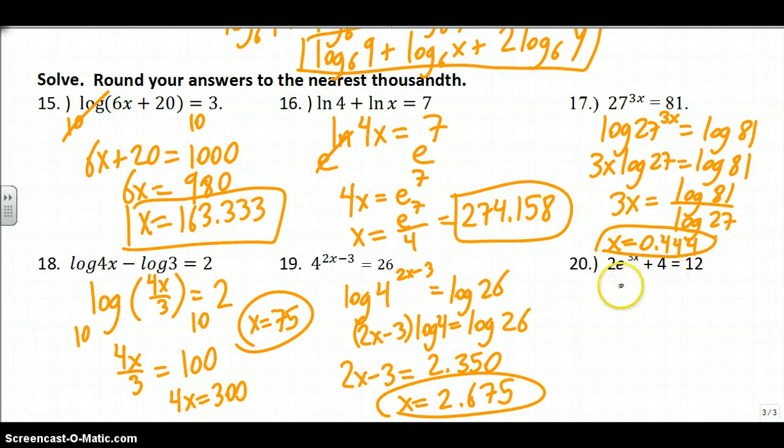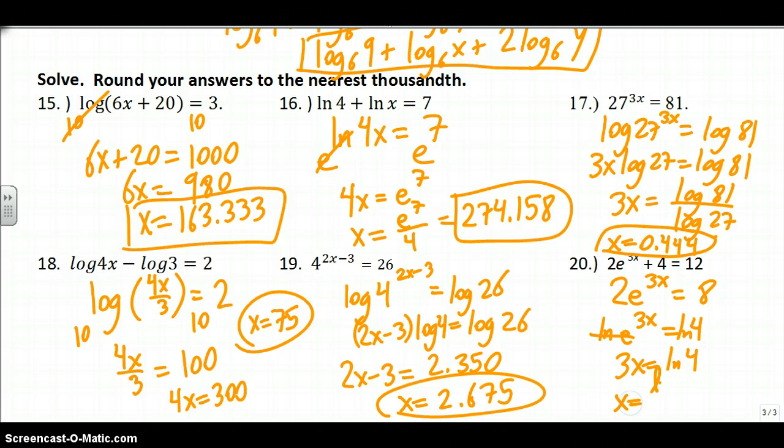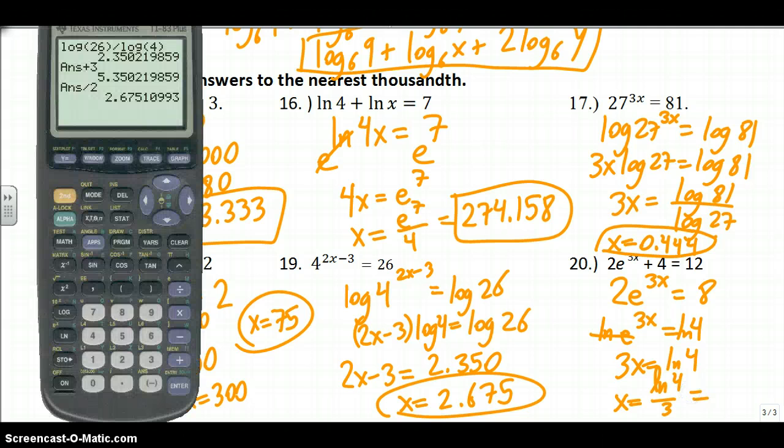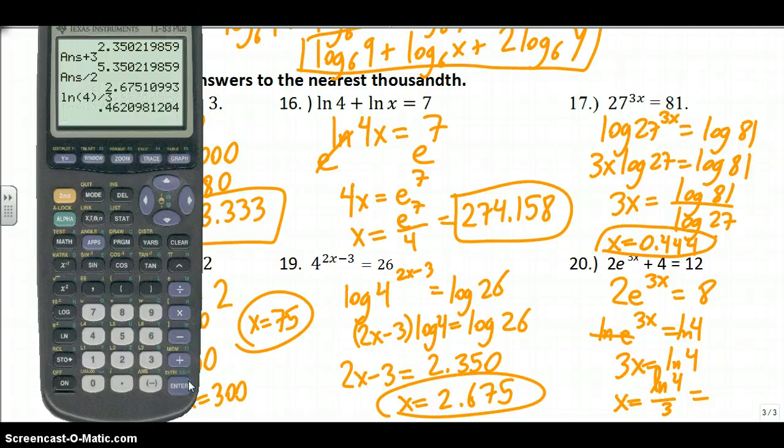2e to the 3x. Well, I'm going to subtract 4, so I get 8. Divide everything by 2, so we get e to the 3x equals 4. Because it's e, instead of just logging it, I'm going to natural log both sides. Natural log of e cancels, and you're left with 3x equals natural log of 4. So x is going to equal the natural log of 4 divided by 3, which will be what? Natural log of 4 divided by 3. 0.462.